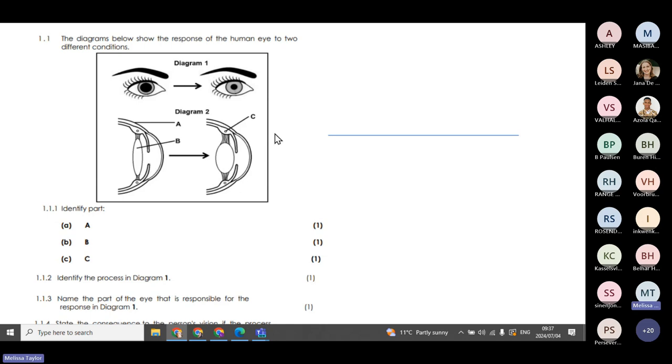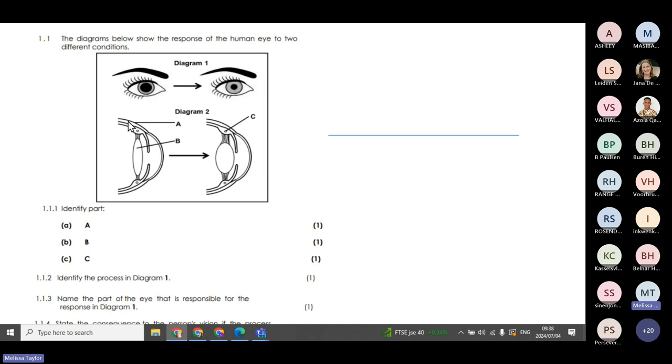Right. So here we're looking at two responses of the human eye to two different conditions. Now, in diagram one, we're looking at the front of the eye, and we can see that there is a difference in the pupil size. So this diagram is about pupillary mechanism. And in this one, we're looking at the side, and we can see the lens size or shape is different. So diagram two is about accommodation. Okay. So identify part A. Part A is this very outside layer of the eye, which if you all quickly think for yourself what that could be.